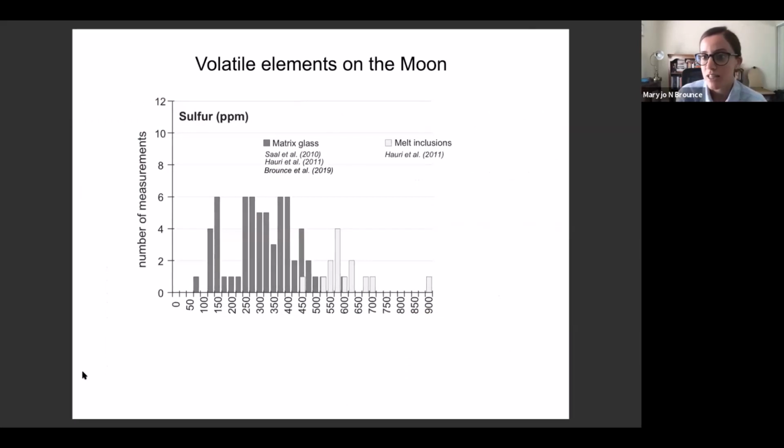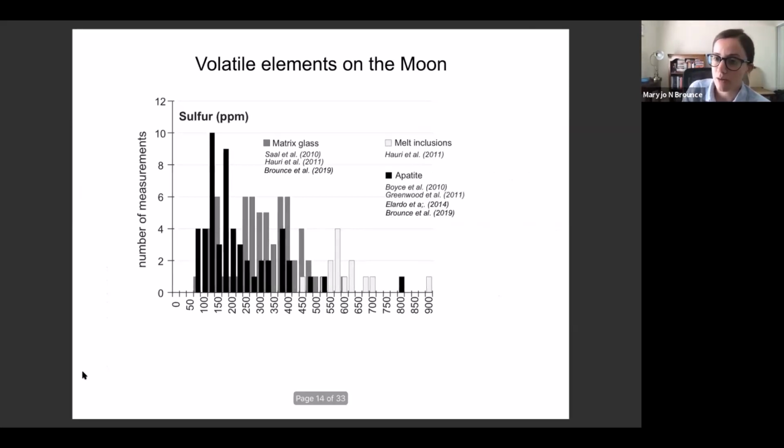The observation extends to sulfur. If you look at the sulfur concentration of these glass beads, what I'm calling matrix glass here, and those higher pressure glass phases, melt inclusions, we find that there are hundreds of ppm sulfur dissolved in lunar magmas at their time of eruption. And this is the mineralogical puzzle. The observation extends to apatite. There are hundreds of ppm sulfur dissolved in apatites in lunar rocks.